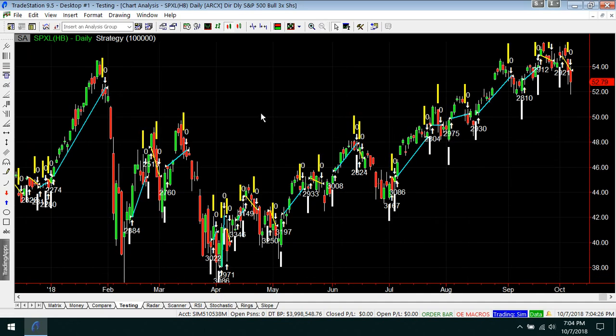Makes 77% in a year on TQQQ, and it makes 56% in a year on SPXL. Works on other things as well, so try it on a few things, see how you like it, and hope that works for you. That's it for now.